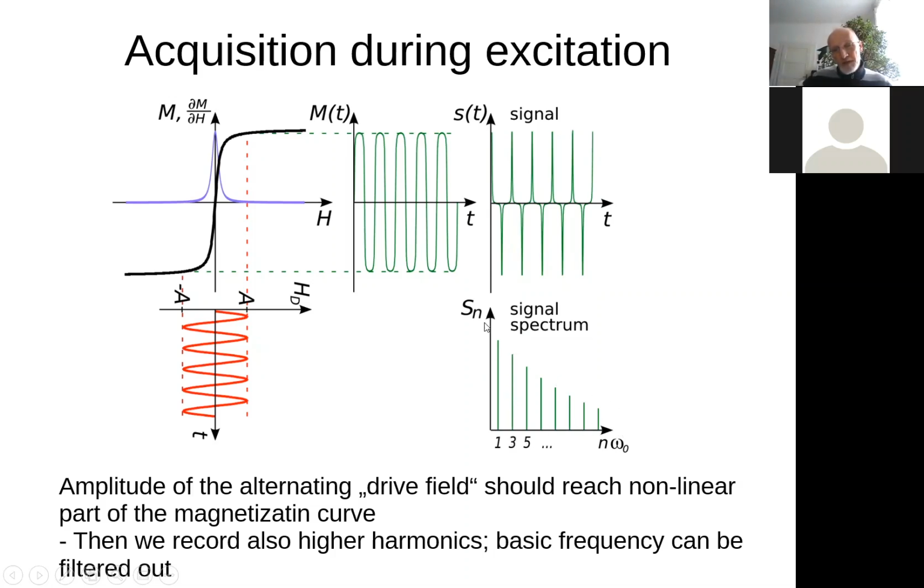How can I get rid of the problem that we acquire the signal during excitation? Because the signal from the excitation field I can filter out. The condition is that the amplitude should be big enough to cover also the non-linear part of this curve.